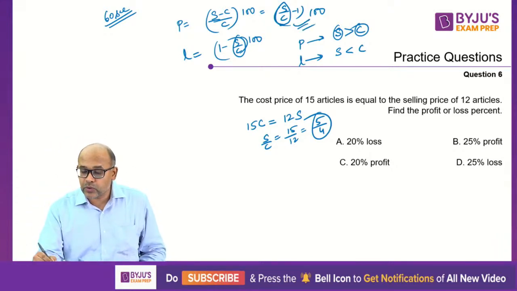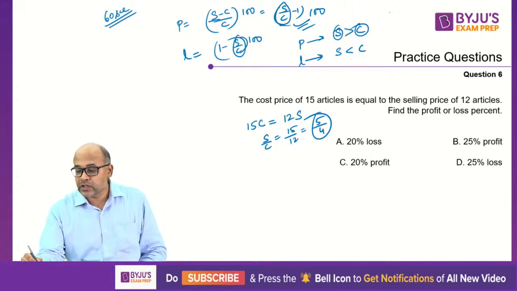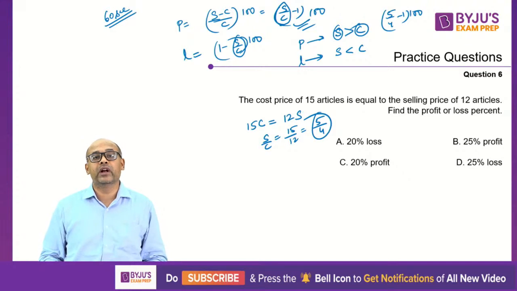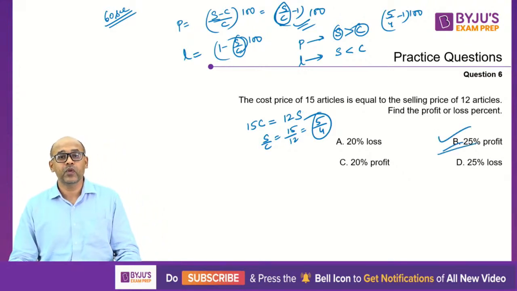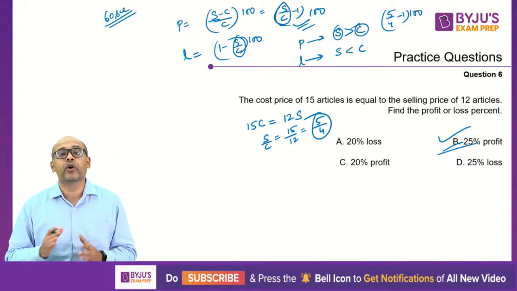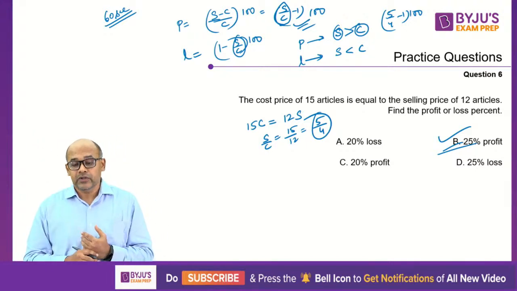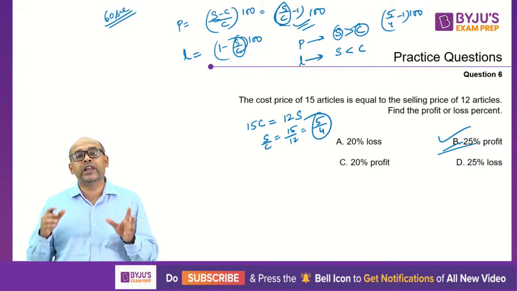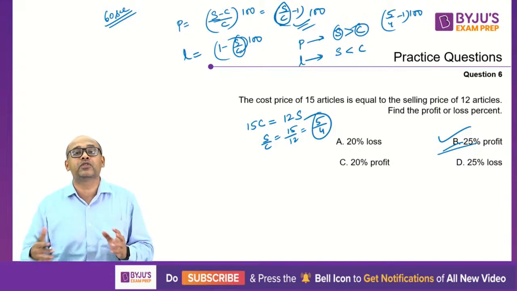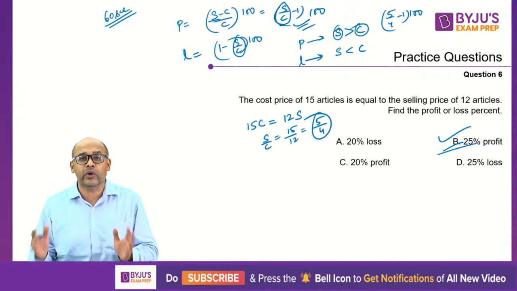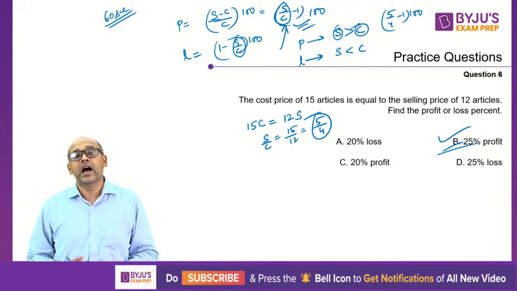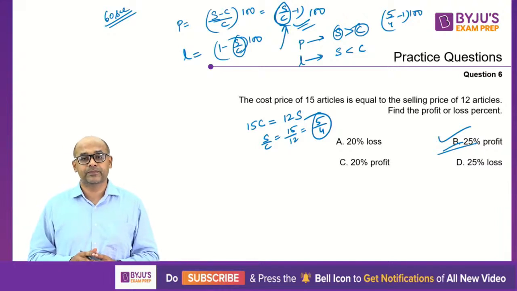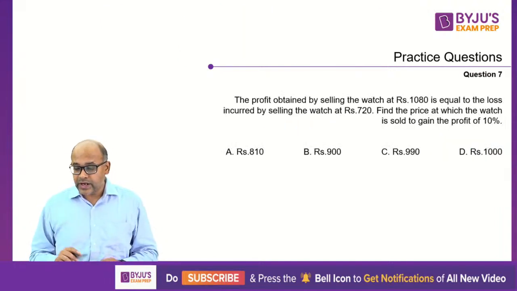So the profit should be S by C minus 1, which is 5 by 4 minus 1, into 100, which is 1 by 4 into 100, which is 25%, option B. Okay, so this is how you solve your profit and loss questions. In profit and loss, don't try to always look at what the selling price is and what the cost price is, it's not required. You can also solve the question by looking at the ratio of S by C, and that makes your calculations faster. Let's move on. Next question.